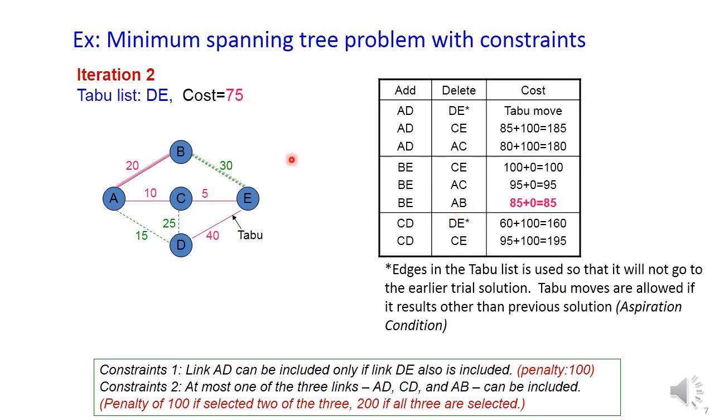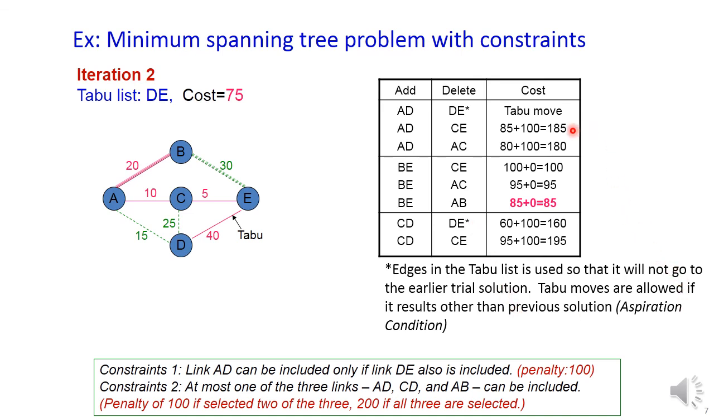Even though D is there in the taboo list, it is allowed because the resultant spanning tree is not the one that we got in iteration 1. It won't go back to the previous solution. That is why we are allowing this, even though it is there in the taboo list.